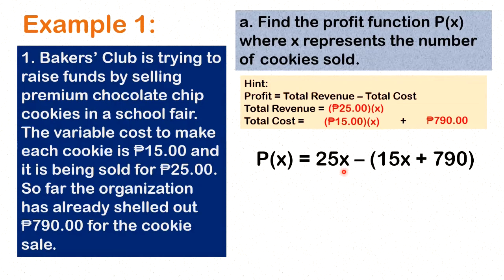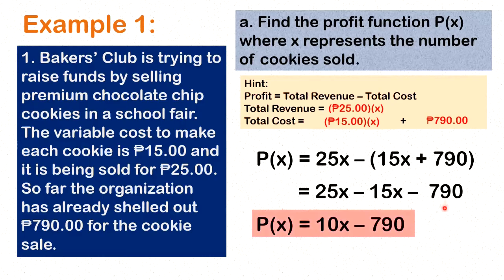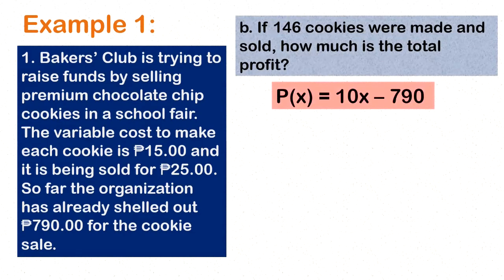Okay, let's now simplify. Ganito siya. Okay? Dinistribute lang yung minus sign dito sa 15x at dito sa 790. So that's why we have this. And then we combine like terms. Okay? What is 25x minus 15x? That's 10x. And then minus 790. Okay? So, ito ang profit function. Okay? Now that we have our profit function, we can easily answer this question.